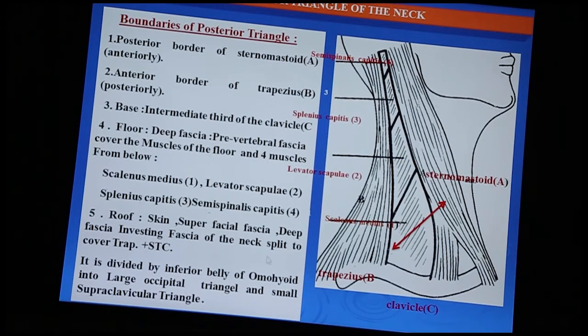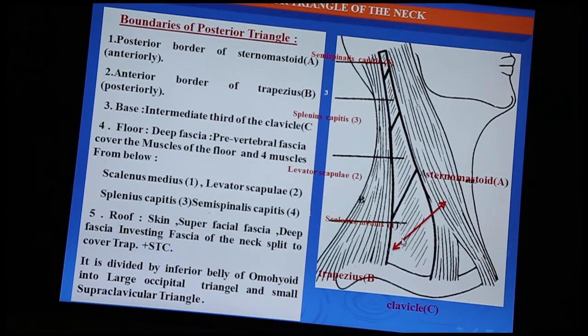Base: the intermediate part of the clavicle. Floor: deep fascia, prevertebral fascia covering the muscles of the floor, and four muscles from below: scalenus medius, levator scapulae, splenius capitis, and semispinalis capitis. Roof: skin, superficial fascia, and the investing layer of deep fascia of the neck, split to cover the trapezius, and divided by the inferior belly of omohyoid.